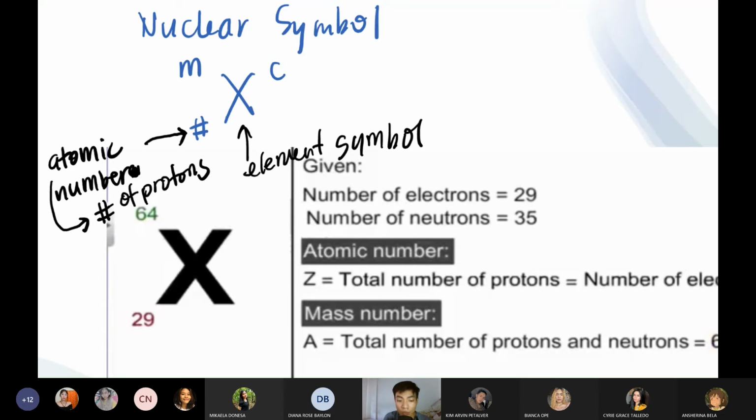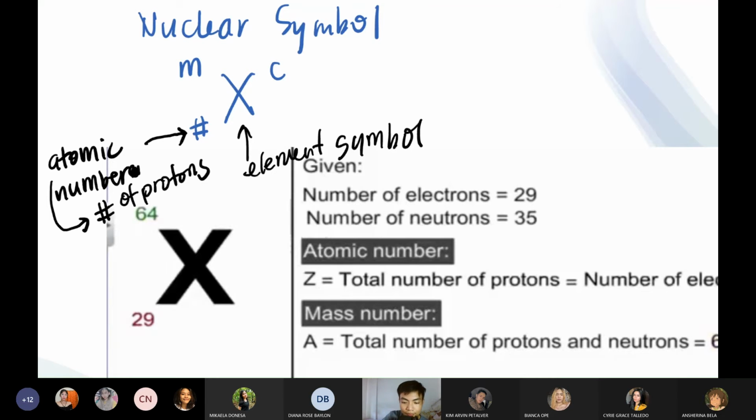Okay? The number of protons is the atomic number. So that means it ranges from 1 to 118. When there is one proton, that's hydrogen. When there are two protons, that's helium. When there are three, that's lithium, and so on and so forth.